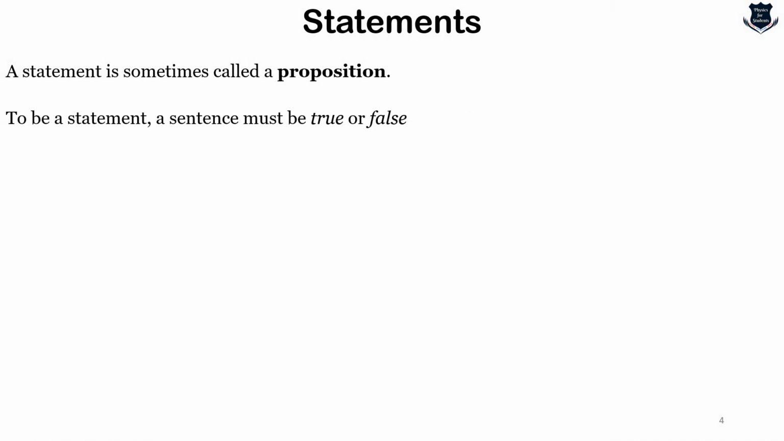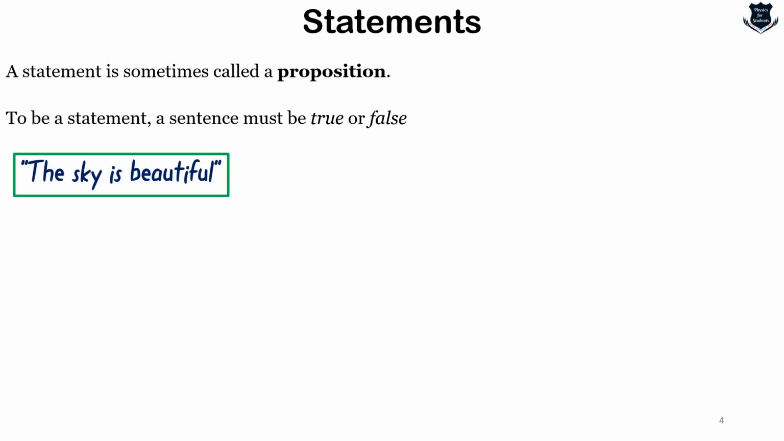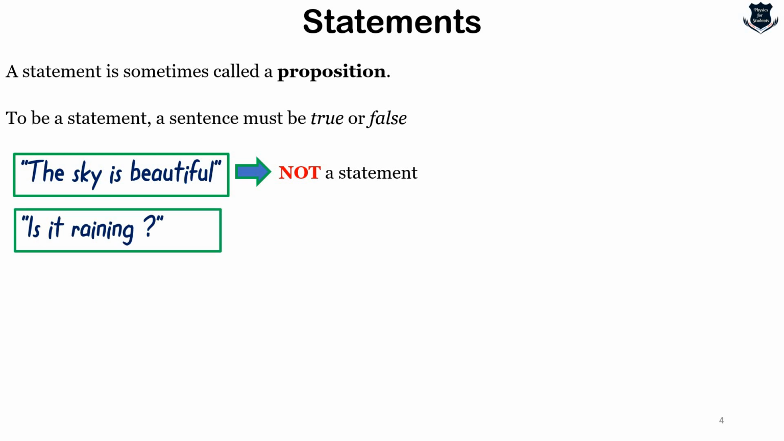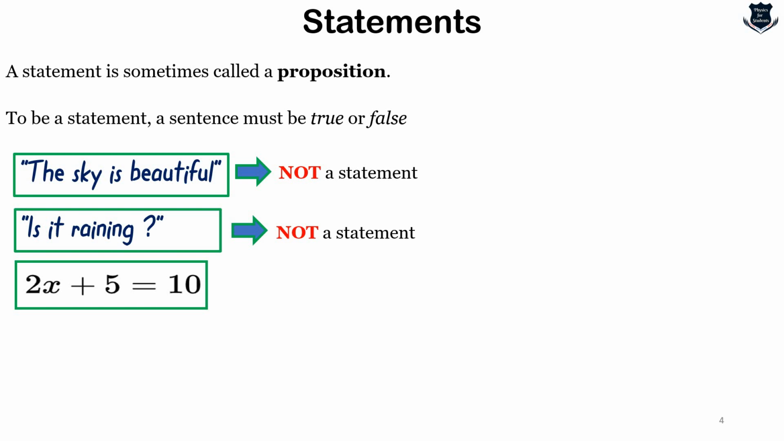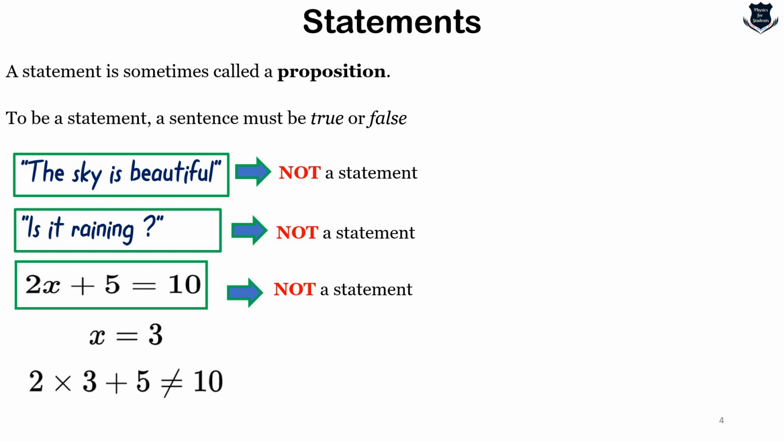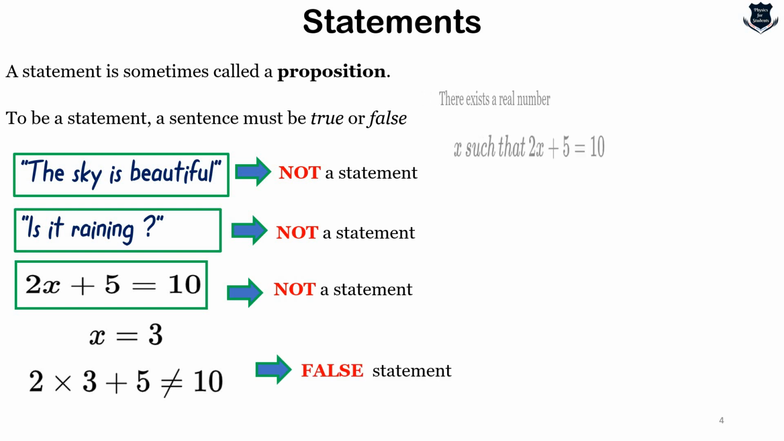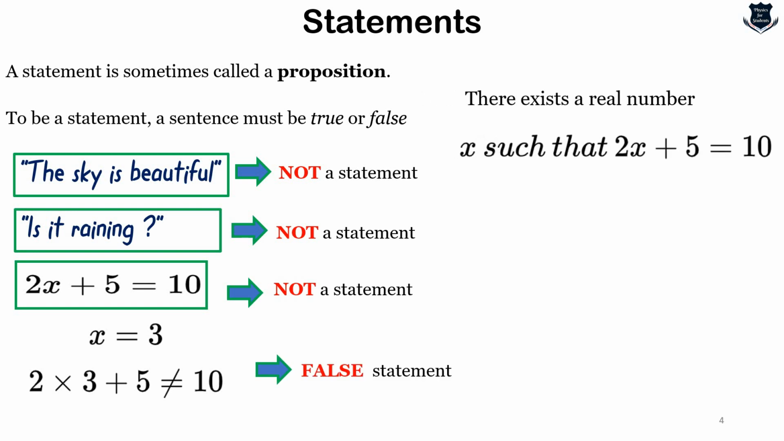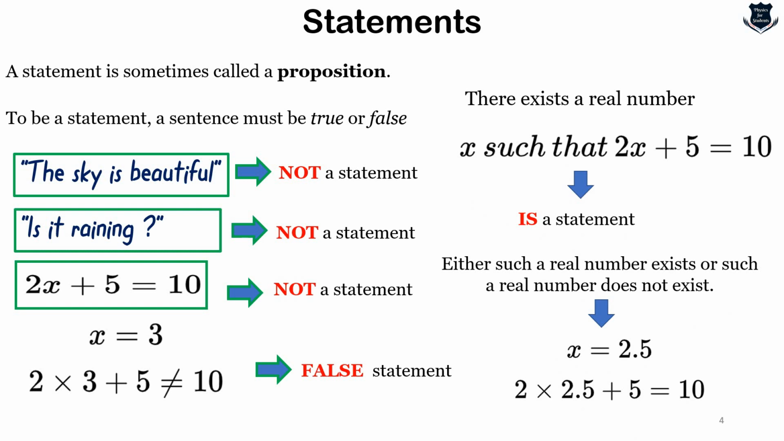Also we came to know that what is a statement is also called a proposition. To be a statement, a sentence must be true or false. For example, the sky is beautiful is not a statement because it is something subjective. Is it raining is not a statement, it's an interrogative. 2x plus 5 equals 10 again is not a statement because we do not know the value of x. However, if we plug in a value of x, then it becomes something not equal to 10. Hence, this is a false statement. We also know that there exists a real number x such that x plus 5 equals 10. And this is a statement. The reason is that if we plug in 2.5, then 10 equals 10. So this becomes a valid statement.